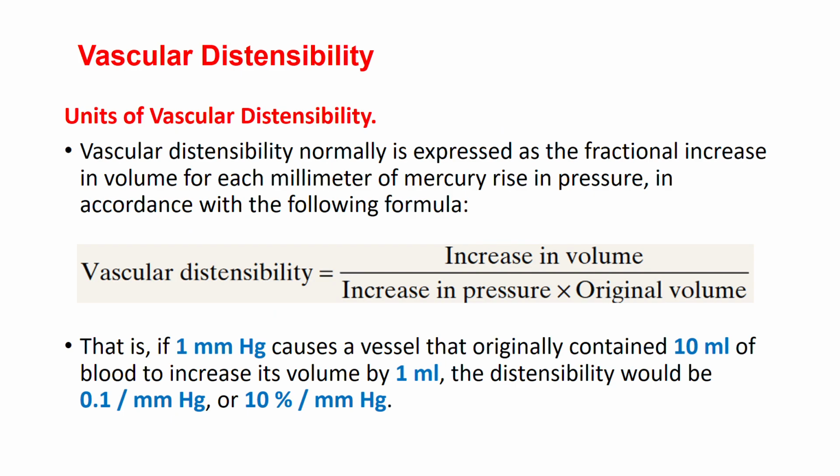Units of vascular distensibility. Vascular distensibility normally is expressed as the fractional increase in volume for each millimeter of mercury rise in pressure, in accordance with the following formula. The vascular distensibility is equal to the increase in volume divided by the product of the increase in pressure and the original volume. That is, if 1 mm of mercury causes a vessel that originally contained 10 mL of blood to increase its volume by 1 milliliter, the distensibility would be 0.1 per millimeter of mercury, or 10% per millimeter of mercury.